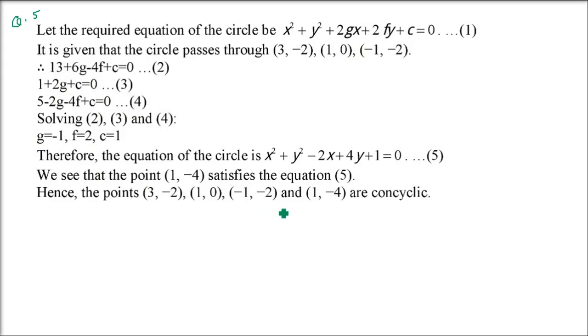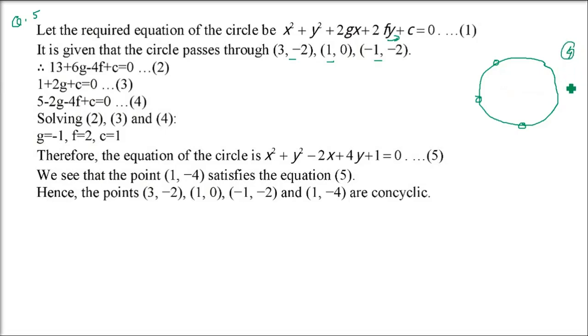Concyclic means all these 4 points are on the circle. They satisfy the equation of the circle. So take any 3 points. We have already done a question like this. In the second question, we took 3 points and, using these 3 points, we found the equation of the circle. This we have already done.